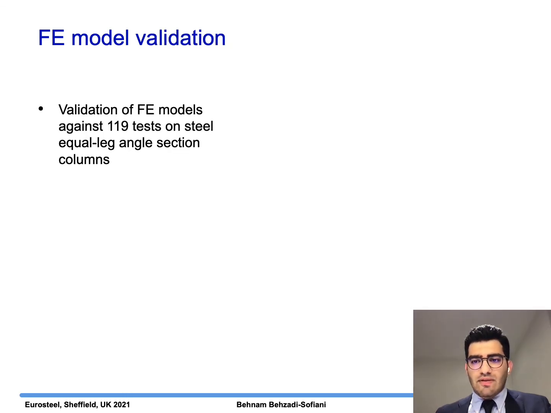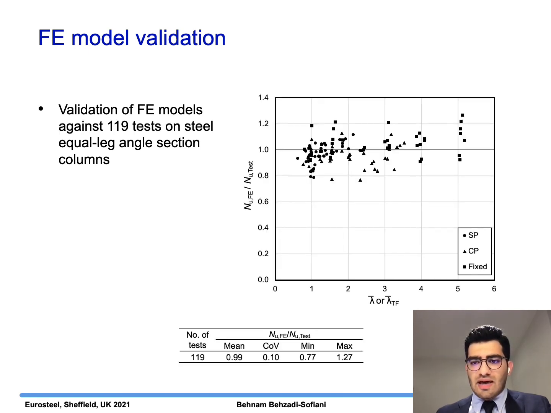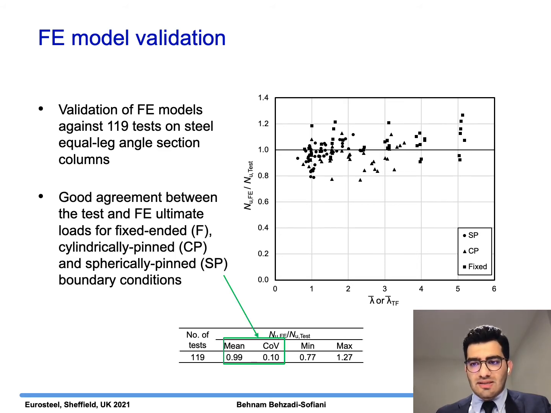The FE models were then validated against a total of 119 existing experiments on steel angle section columns from a wide range of sources in the literature. Here is a summary of the comparisons between the FE model ultimate loads and those obtained experimentally. Overall, there is good agreement between the test and FE ultimate loads for fixed-ended, cylindrically pinned and spherically pinned boundary conditions.